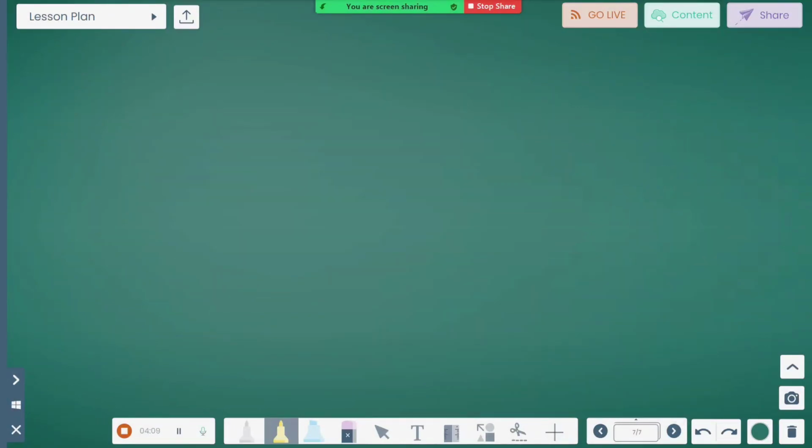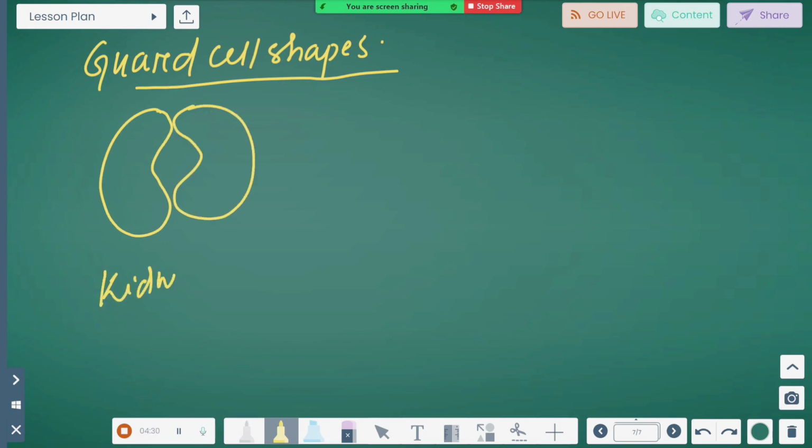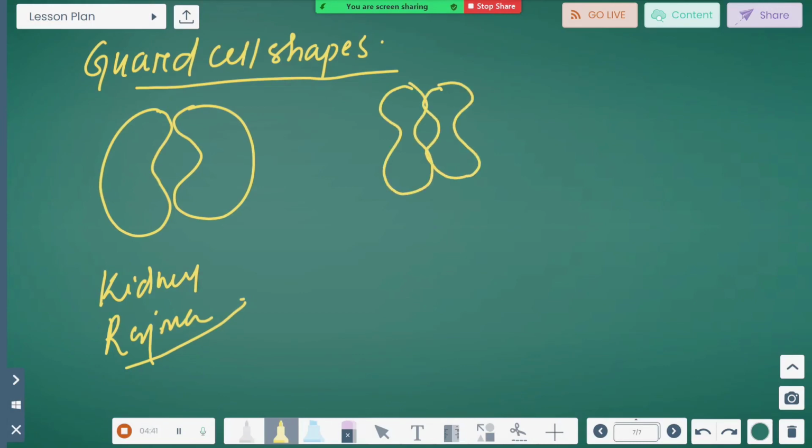Now, moving on to one most important part, that is the guard cell shapes. When we talk about guard cell shapes, generally two types are observed. One is kidney shaped; you can say kidney shape or Rajma shape, whatever you feel like, not an issue. Another shape that is seen is dumbbell shaped. So this shape is called the dumbbell shape.